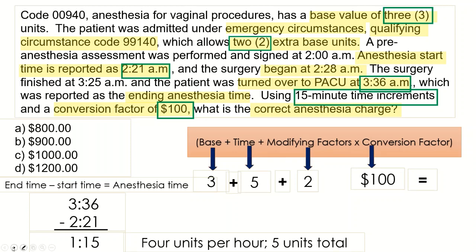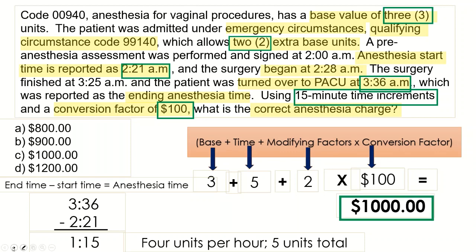We do the math. 3 plus 5 is 8, plus 2 is 10. 10 times 100 equals 1,000. So our answer is C. Does that make sense to everybody? Does anybody have a question?